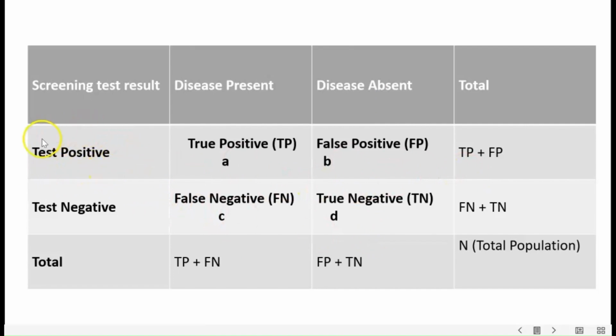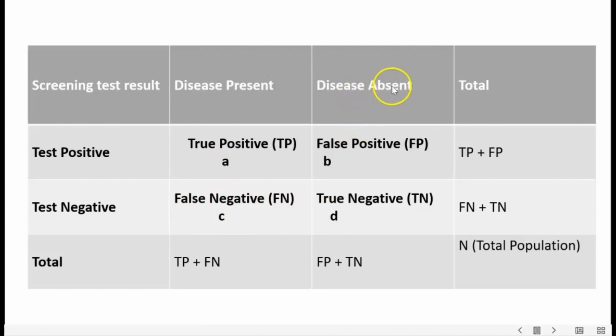This row represents test positive. It means this represents the total number of patients who are tested positive, and the total of this row represents the total number of patients who are tested negative on the screening test. Then the persons who have the disease and are also tested positive by the screening test are known as true positive, and it is represented by A.